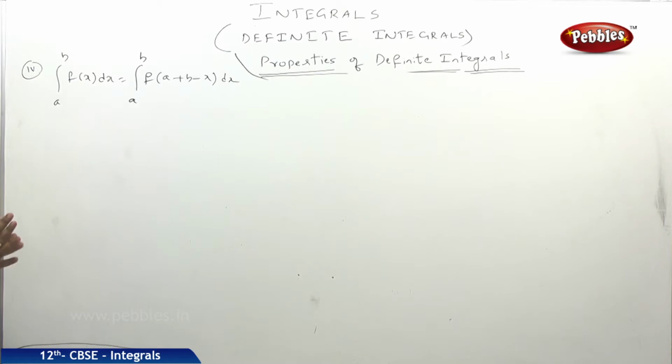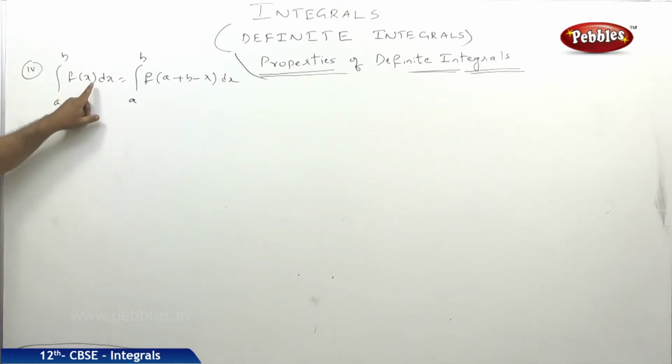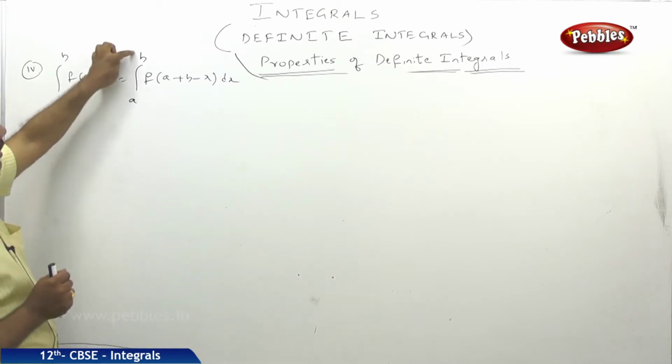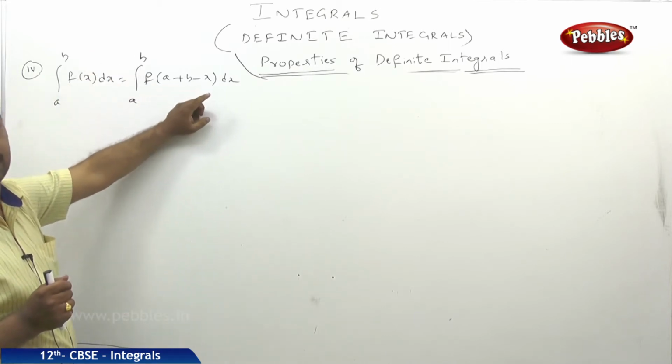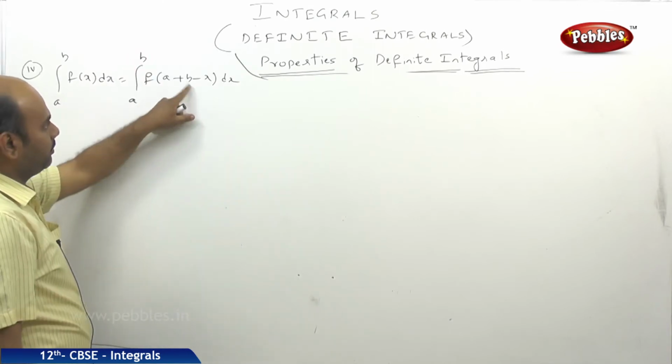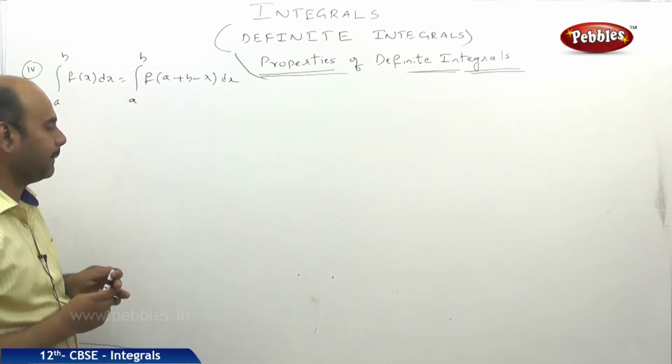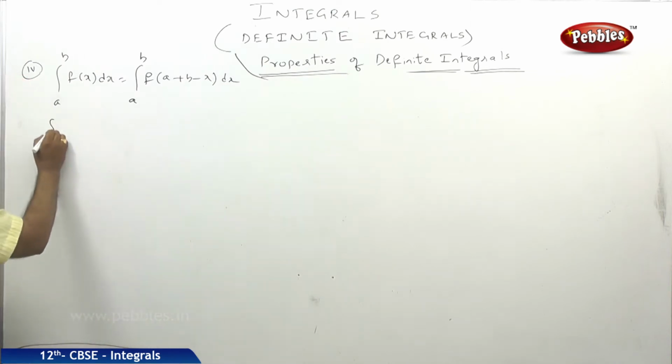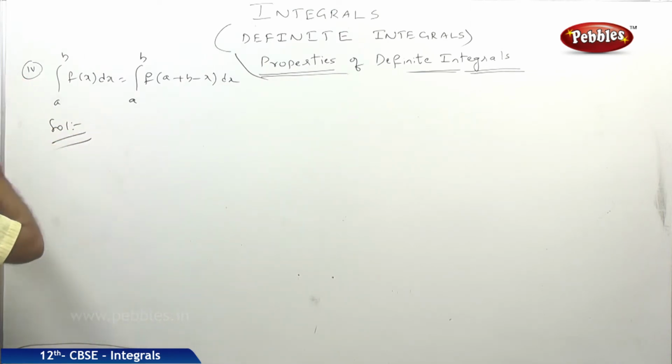Now we shall be seeing another property, property 4. What this property is telling means integral a to b f of x dx is equal to integral a to b f of a plus b minus x dx. That means the sum of the limits, that means a plus b we are adding and we are subtracting. So let us see whether this is right or wrong. I will be going by a proof.